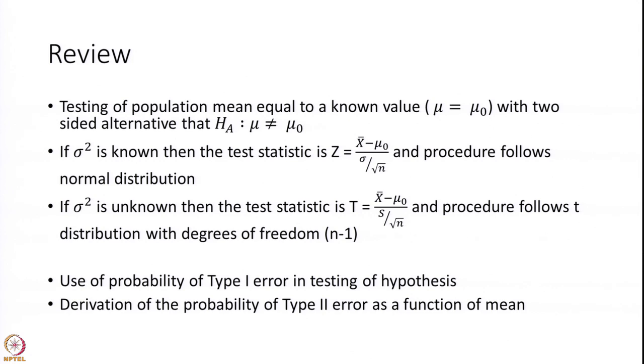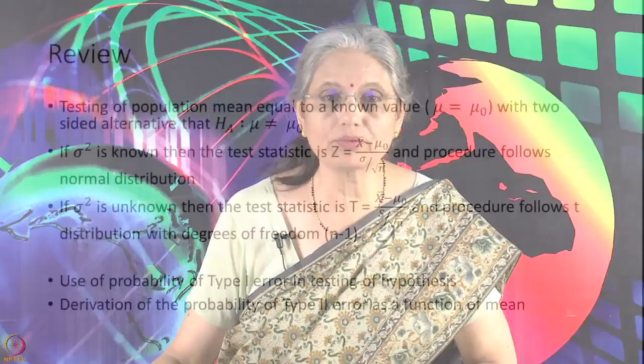Then we also found that the 6th step of the classical hypothesis testing procedure can also be carried out by working out the probability of type 1 error, and we also went through how to derive the type 2 error as a function of the alternate hypothesis mean mu when it is not mu 0.